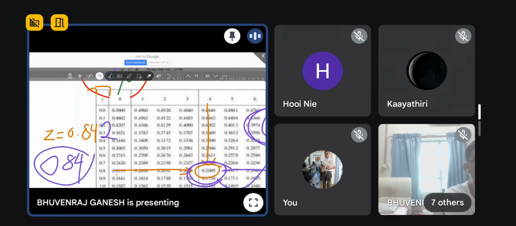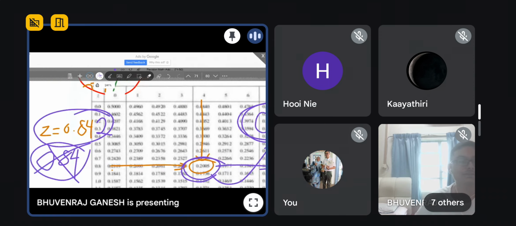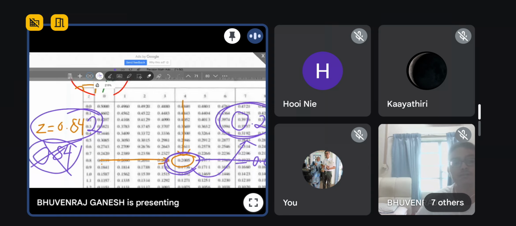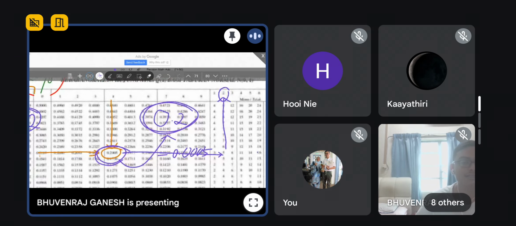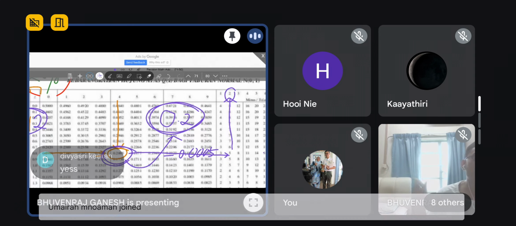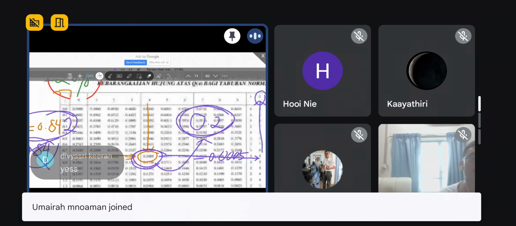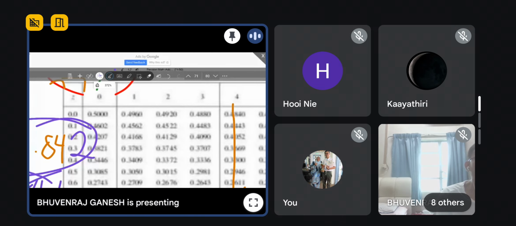Okay? So make sure don't only write 0.84. Kalau kamu tulis yang ni, salah. Tak tepat. Okay, it's not accurate. Accurate means 3 decimal place. 3 tempat perpuluhan, which is this one. Do you all understand? Everyone here? Boleh faham tak? Okay, so this is how you get your Z value, 0.842. Okay, so Divyasri, do you get the idea of using the table? You can repeat this for any single value in the question. Okay, but you must take note one thing only.